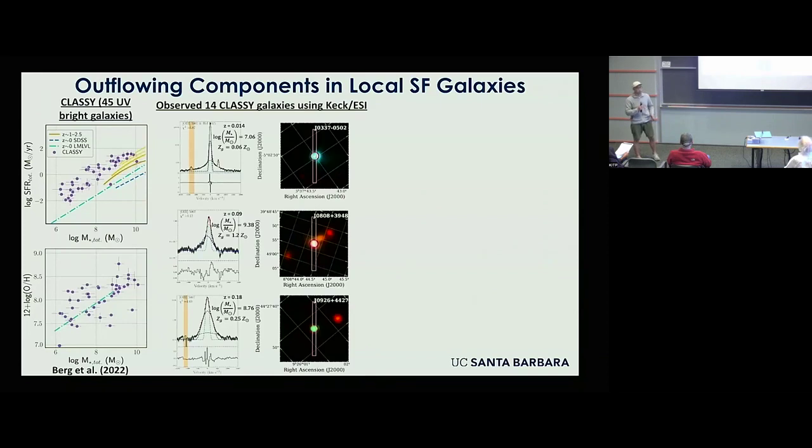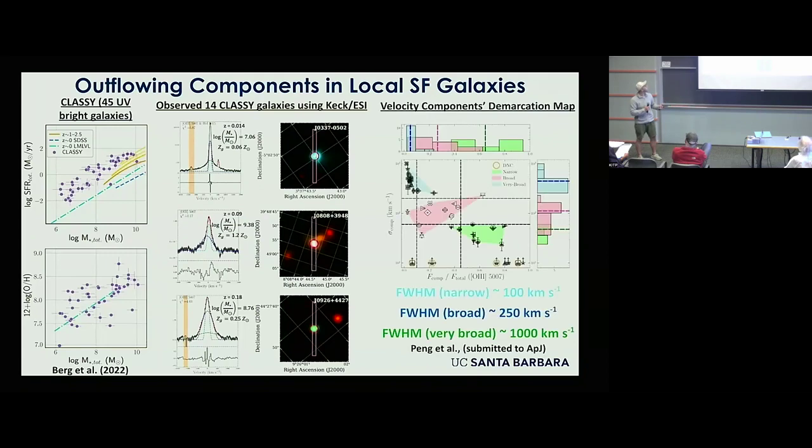Last year, we observed 14 CLASSY galaxies using the ESI spectrograph and imager with a 1.25 by 20 arcsecond slit. In the left panel here, I show how we constrain the kinematics of these galaxies using a multiple-component model. Here, I'm showing how we fit the O III 5007 lines. In the right panel, we show how we place the ESI slit on the brightest knot of each galaxy. In summary, we find that 13 out of 14 galaxies in our sample need the triple-component model to fit the strong lines like H alpha and O III 5007.